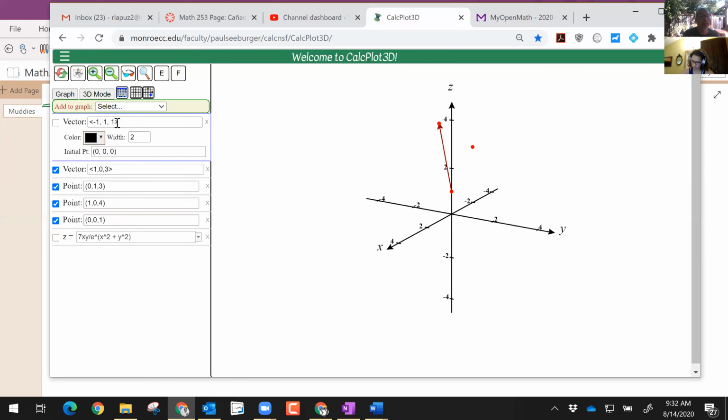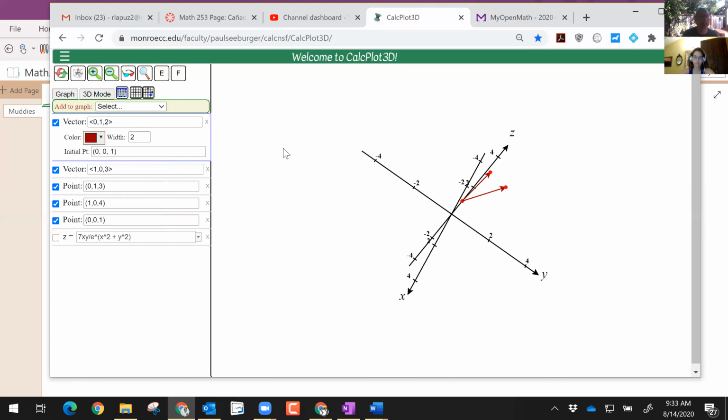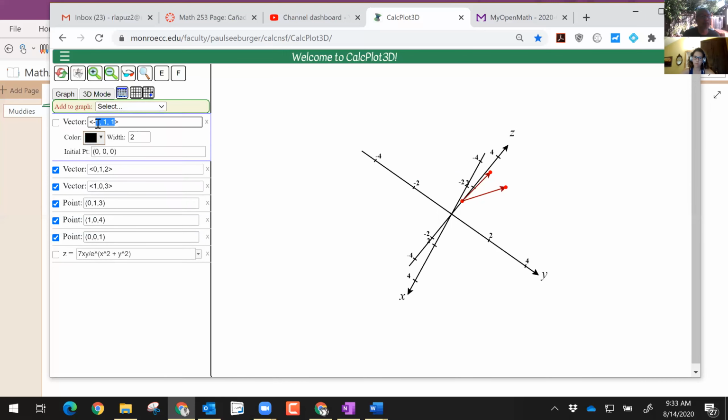What was the other vector? 0, 1, 2. Again, let's take that from not in standard position. All right, so this is what we got, and then let's finally get our normal vector. And what was it again? It was minus 3, minus 2, and then 1.